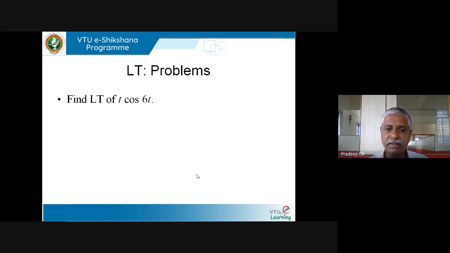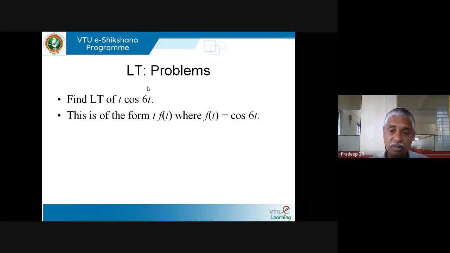And now let's look at one more example. This is the other formula. Laplace of t cos 6t. So here it is of the form Laplace of t into f(t). I know how to find it. If I know Laplace of f(t), I know how to find Laplace of t f(t). How do I do that? With the formula. So I'll recall that formula.